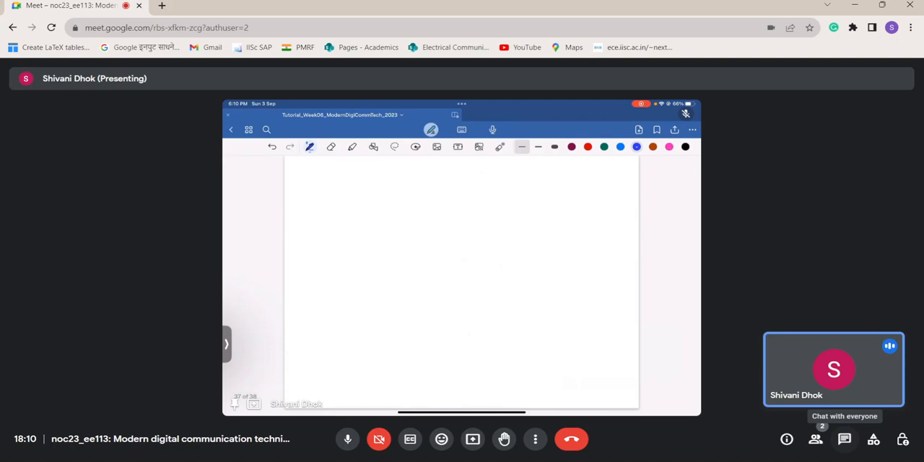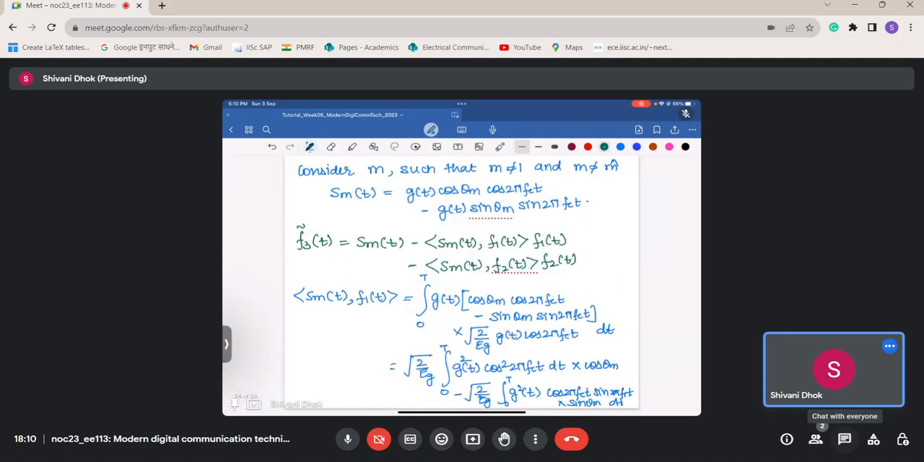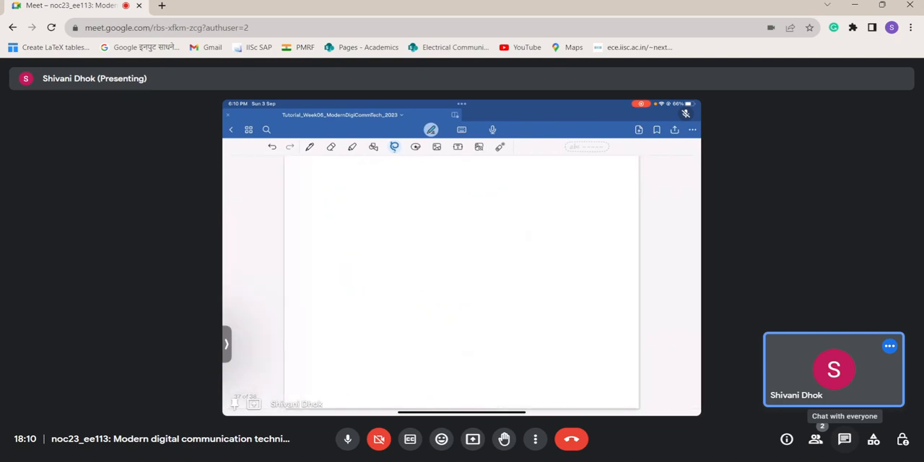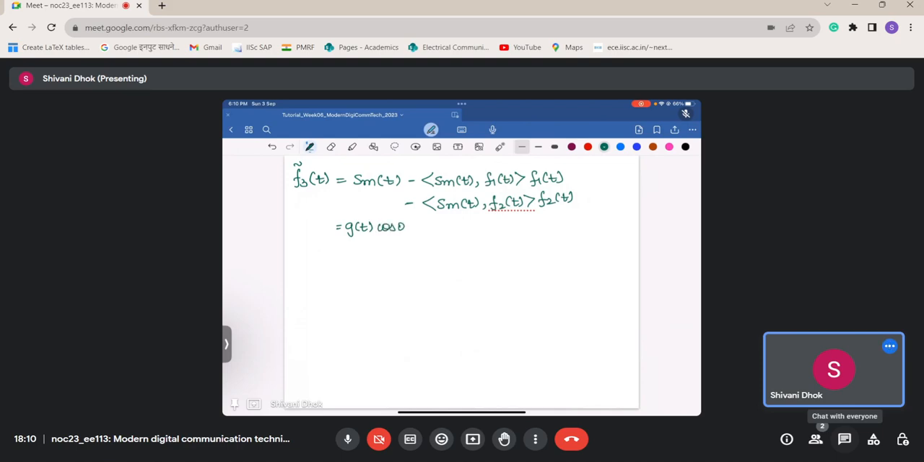Okay, so now let us go back to this equation which we had written for f tilde t. So this is what we are having. Let me copy paste it there. So let us write down what our SM(t) is. SM(t) is g(t) cos theta m cos 2 pi fct minus g(t) sin theta m sin 2 pi fct. So this thing is my SM(t).